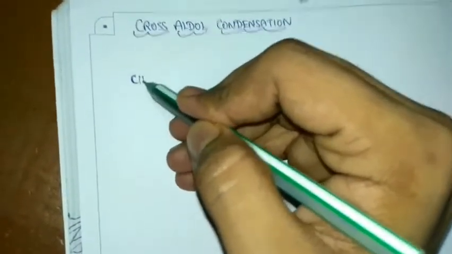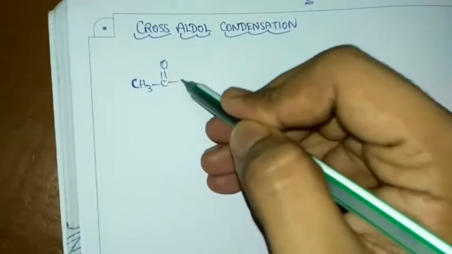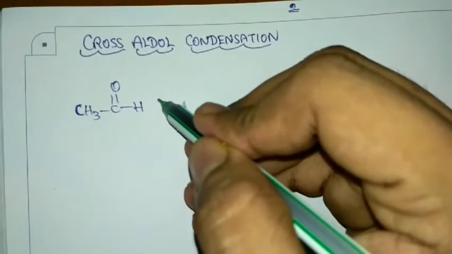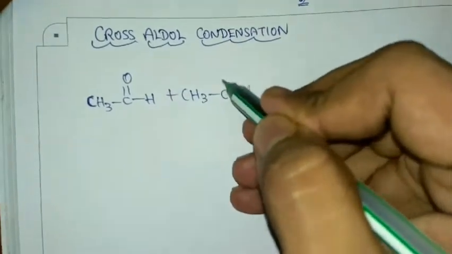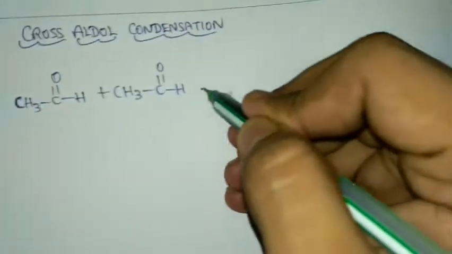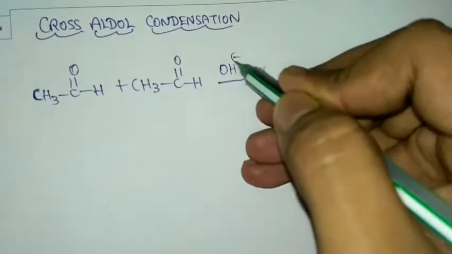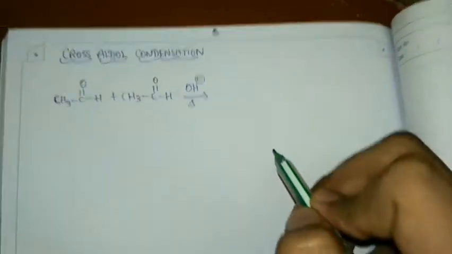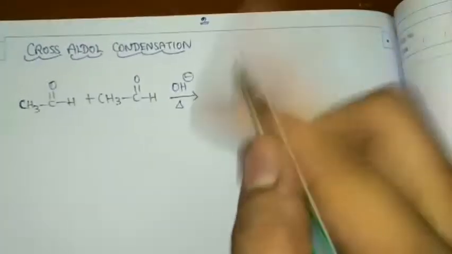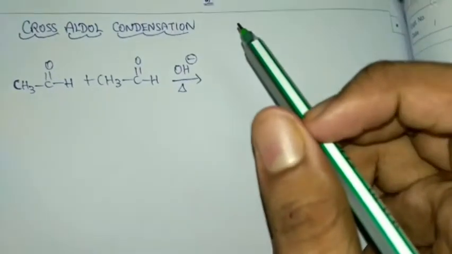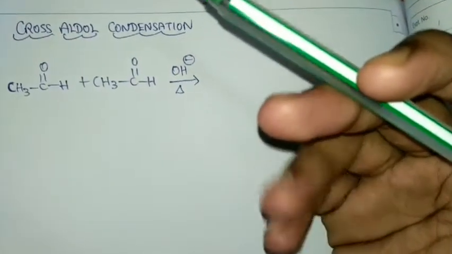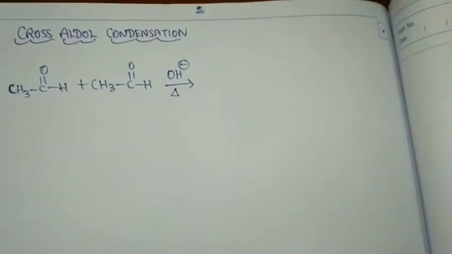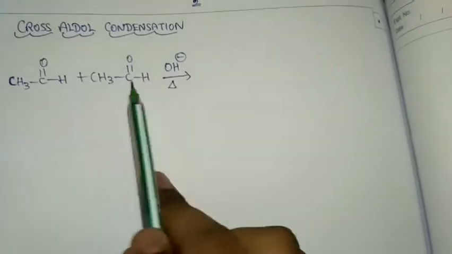We took this one, CH3, C double bond OH. This is acetaldehyde. So we take one more molecule of acetaldehyde, and in the presence of base, we also heat it to some extent for the dehydration to take place. And we also saw the retro-aldol condensation, wherein what would happen if the beta hydroxy aldehyde is not heated. The reaction would revert and form back the aldehydes.